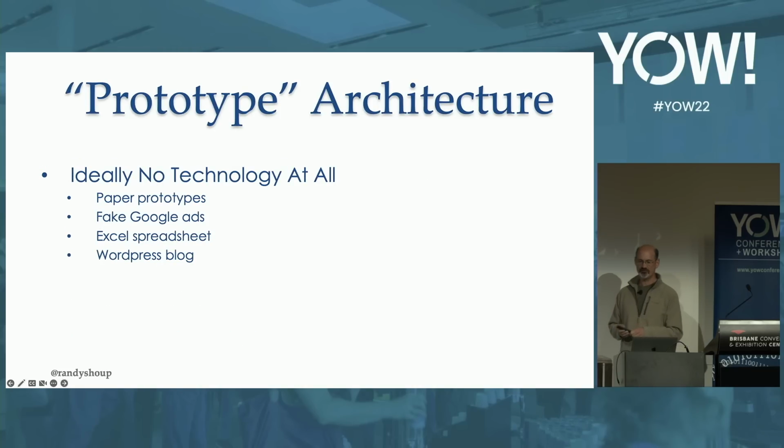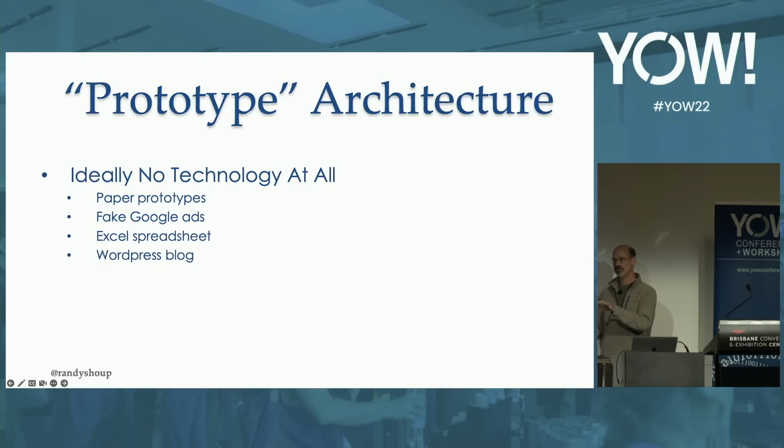So ideally, we'd have no technology at all, right? There's a reason why user experience designers use paper prototypes. That's because we can rapidly look at potential ideas and literally throw them away if they're not good ones. The clever idea out of the Lean Startup book is, if you want to do online pet food, start some fake Google ads and see if anybody clicks on them.